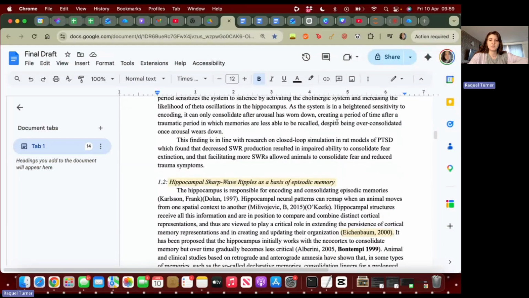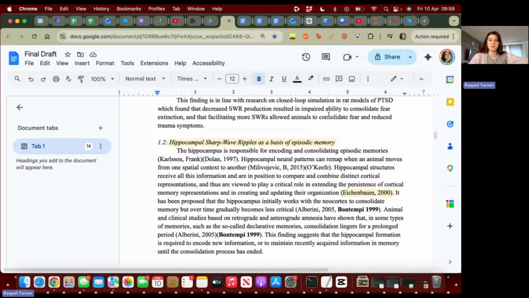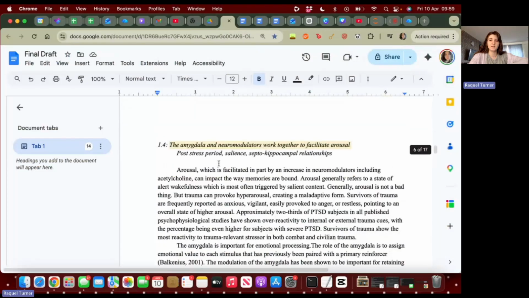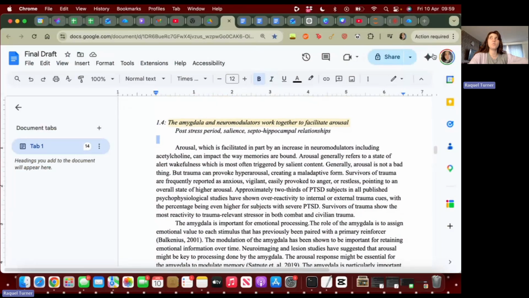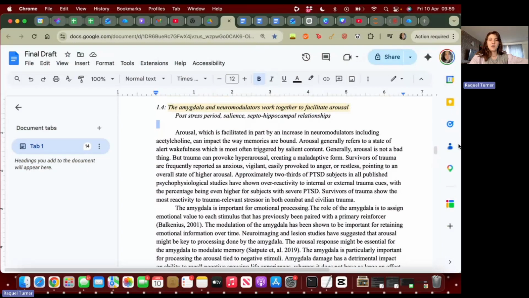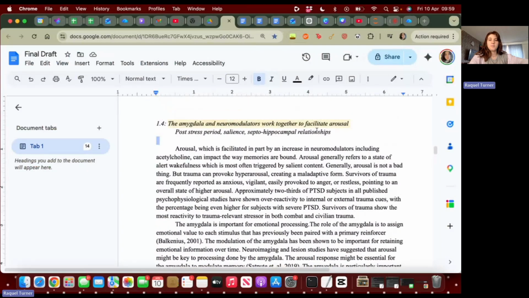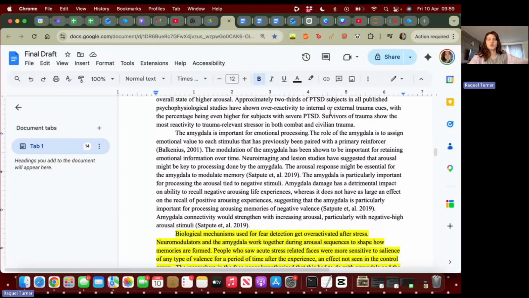And then we have hippocampal sharp wave ripples as a basis of episodic memory. I'll be talking about that. The amygdala and neuromodulators work together to facilitate arousal. And this is where I'm probably going to talk about some things that won't necessarily be shown in my model per se, but that give surrounding information about how this works, about salience, about the medial septum as well, and how it creates these theta waves.